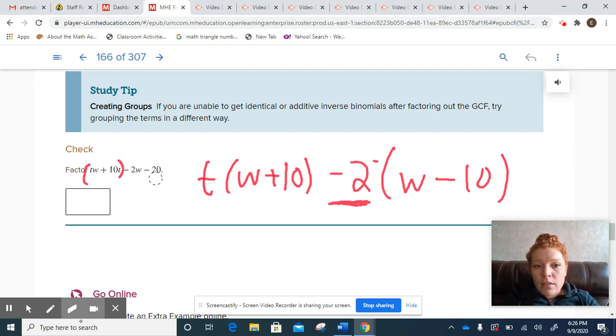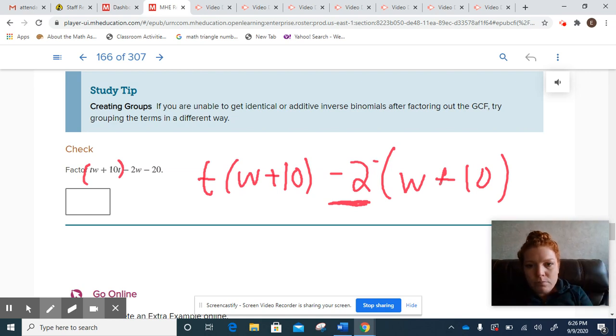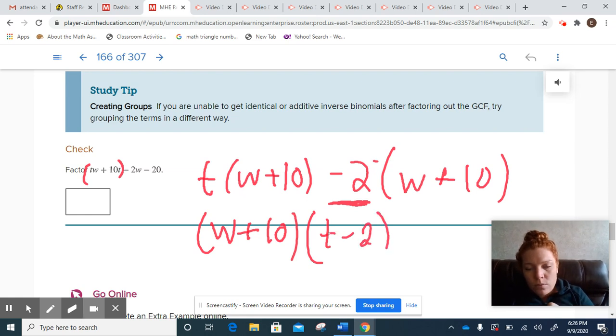Just like the 20. The 20 has a negative, and you're dividing out this negative 2 in the middle. And what that does, a negative divided by a negative, makes a positive 10. And that's how you get it when you have that negative that's in the middle. Okay, so be very careful of that. Now they match. We're all good to go. Let's write them. Ending answer. W plus 10, T minus 2. And we're done.